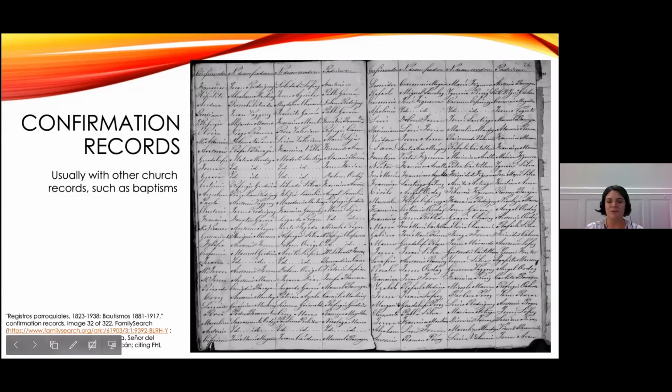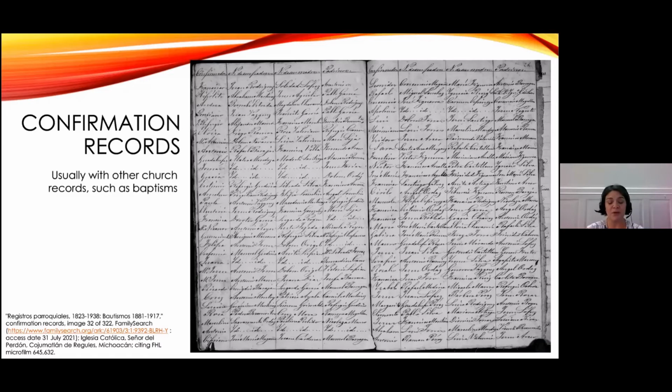All right, confirmation records. Well, at first glance, this doesn't look very exciting. Looks like just a bunch of names, but you can confirm relationships between children and parents since they'll list the child's parents in addition to the child's name. You've got them in a specific place at a specific time. And you can also note the name of the godparent and see if it's a name that pops up again. It could be a relative. And you might be able to find more children in a given family, the siblings of your direct ancestor.